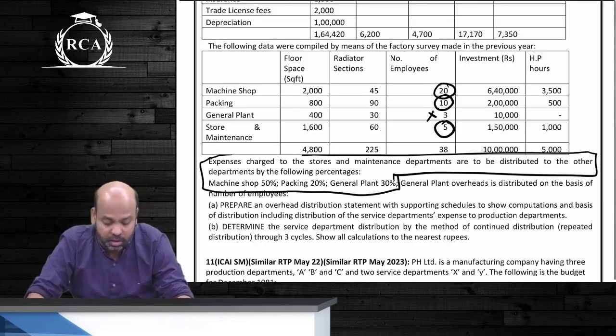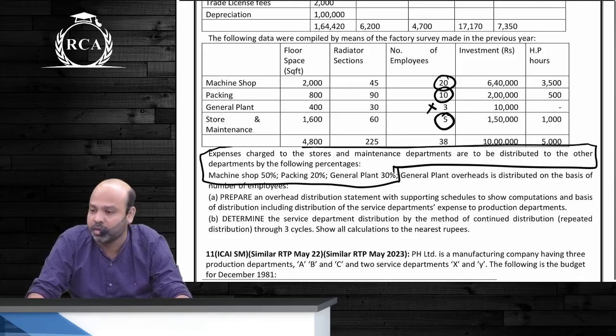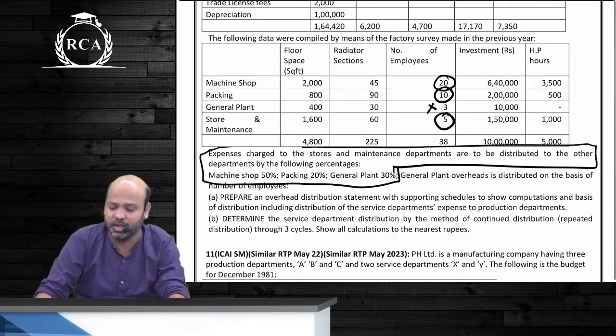ठीक है? Determine the service department distribution by the method of continued distribution, repeated distribution to 3 cycles. Show all calculations to the nearest rupees. Okay? They're very clear that you're supposed to perform 3 cycles. Even if the amounts are small, guys, you will not stop in between. Are we all clear about this?